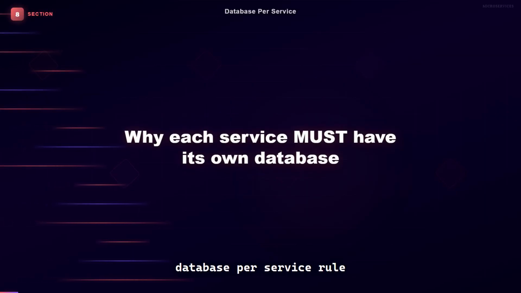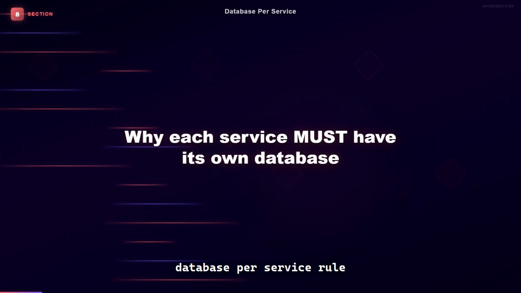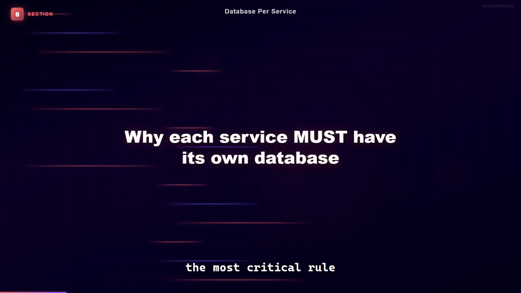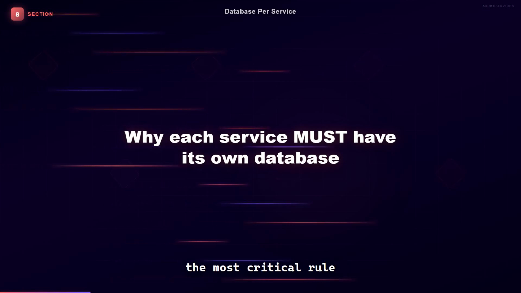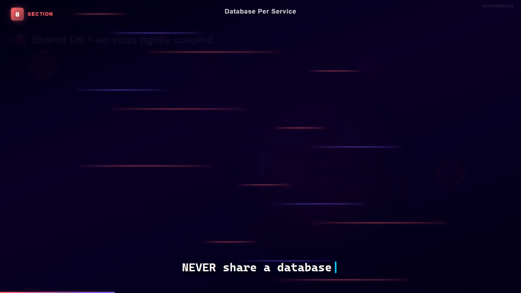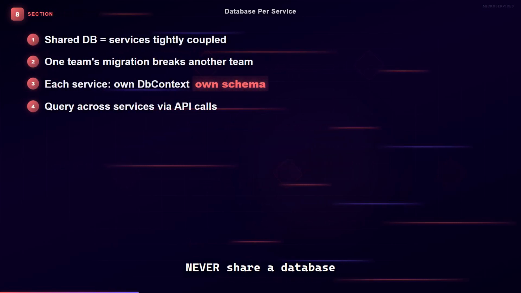Section 8. Database per service. This is the most important rule in microservices. Each service must have its own database. Never share a database between services.